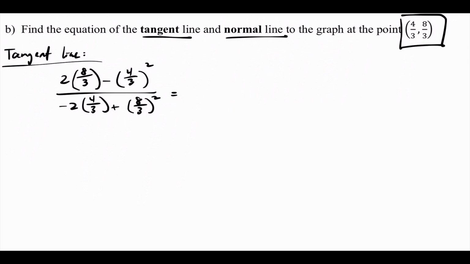So 2 times 8/3 is 16/3 minus 4/3 squared. If I square the top, I get 16. Square the bottom, I get 9. So 16 over 9. Negative 2 times 4/3 is negative 8/3. 8/3 squared is 64/9.